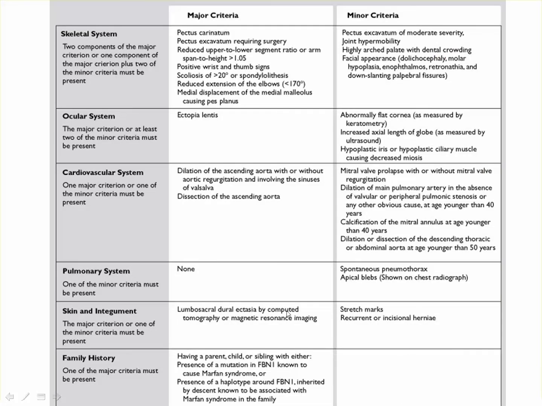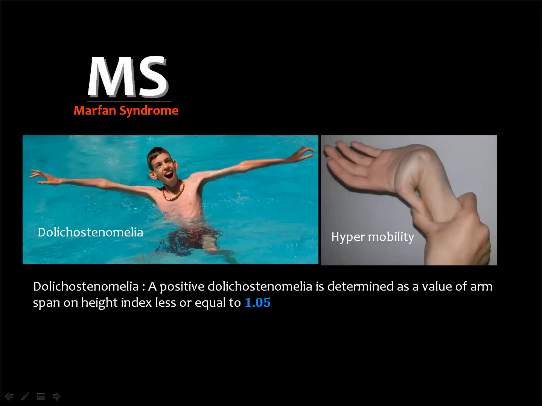And this is a big list of the major and minor criteria of Marfan syndrome throughout the body, in the skeleton, in the eye, in the cardiovascular system, in the pulmonary system, in the skin, and also in the family. Then you may, of course, remember some of the major criteria and some of the minor criteria, not all of this, but I included this in the presentation so that if you want to revise the major and minor criteria, it is easy for you.